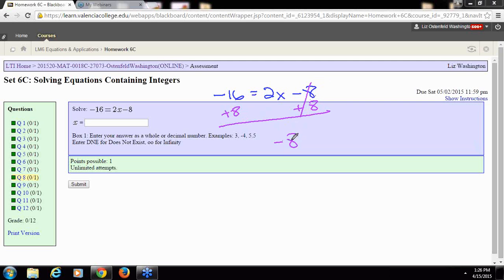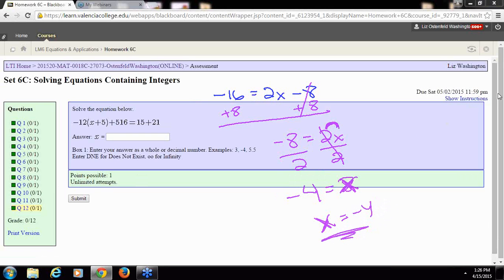So I have -8 equals 2x, and 2 and x are being multiplied. So the opposite of multiplication is division. Divide on both sides, and I'm left with -4 equals x, which is the same thing as x equals -4. Any questions about those?